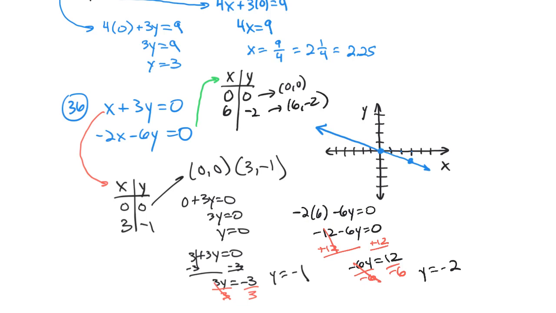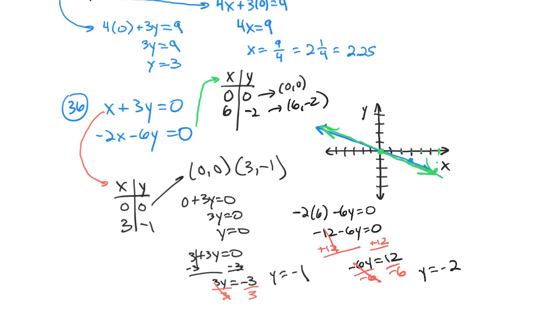So now I'm going to plot this one using a different color. We get 0, 0, so it's going through the origin. And then we get 6, negative 2, so we go 1, 2, 3, 4, 5, 6, negative 2, 1, 2. And look at that. When I connect this, I'm on the same line. So those are the same line. So to answer number 36, the answer is infinitely many solutions.